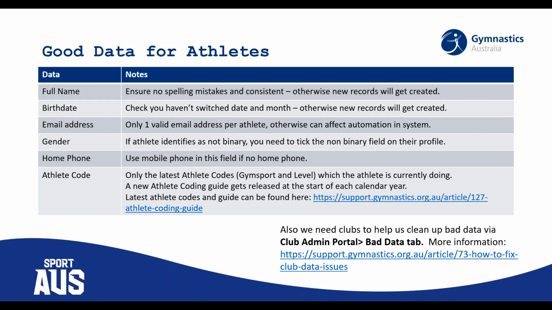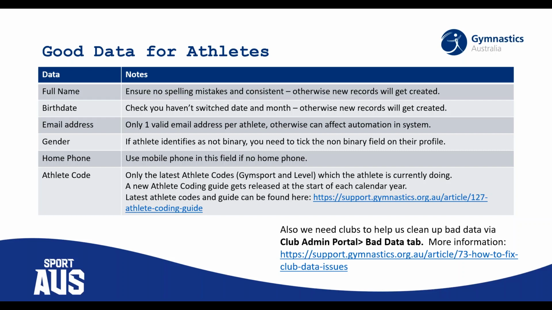Another aspect of good data is getting the birth date right. A common mistake that clubs make is accidentally switching the date or the month, or sometimes there's some bad data quality because they've written a 4 instead of a 9 off an enrolment sheet. There's another example. If the birth dates are different from the previous records, we'll get another new record created in the system, which will mean a duplicate and a bit of confusion.